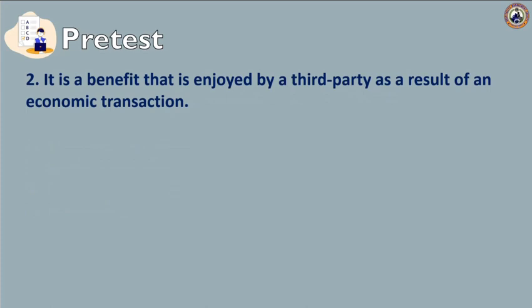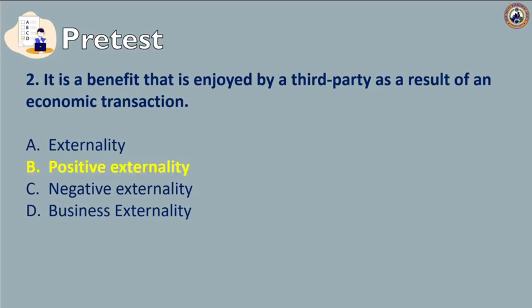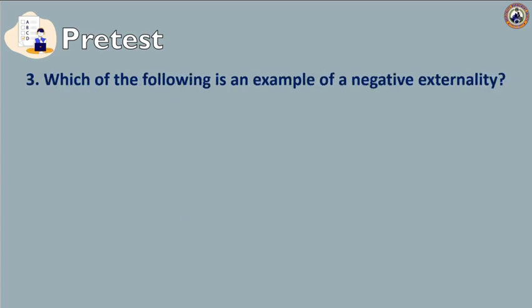Question number 2. It is a benefit that is enjoyed by a third party as a result of an economic transaction. A. Externality. B. Positive externality. C. Negative externality. Or D. Business externality. Again, it is a benefit that is enjoyed by a third party as a result of an economic transaction. So the answer for question number 2 is letter B, positive externality.